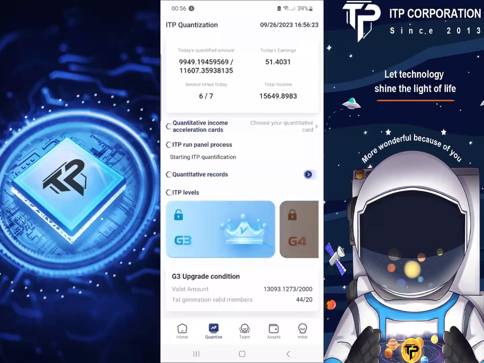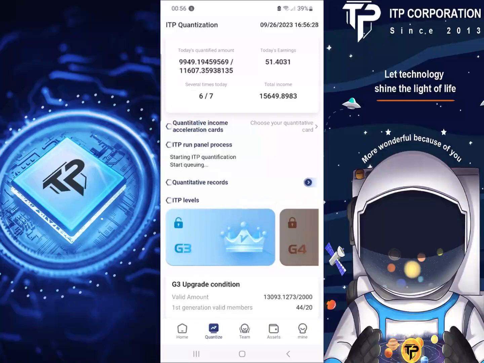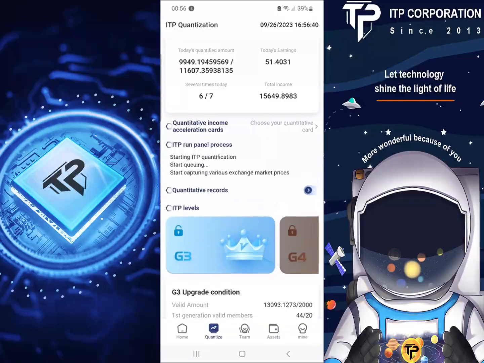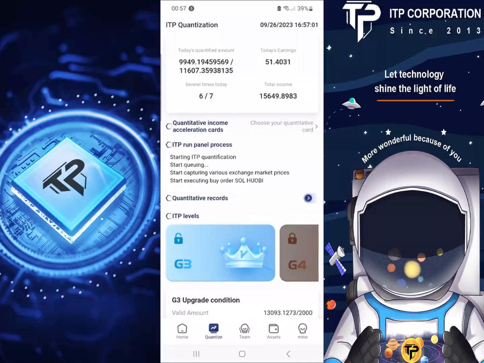This is artificial intelligence to check all the cryptocurrency exchanges around the world. It's starting queuing those exchanges. Okay, it's starting to capture the different prices from those exchanges. It'll be looking to buy a cryptocurrency at a low price and sell it at a high price. It might use the same currency as last time, it might use a different one. The AI is using the same one, Sol.